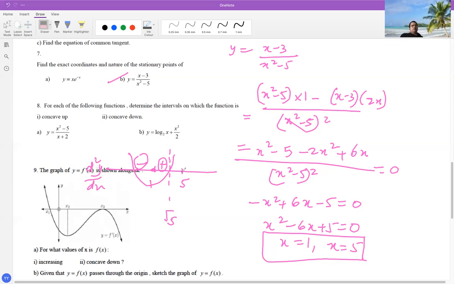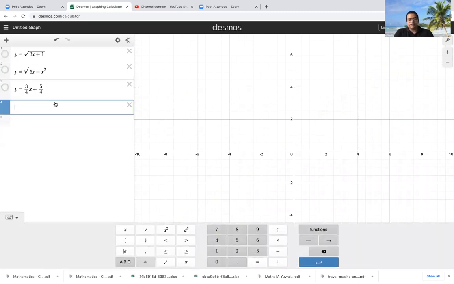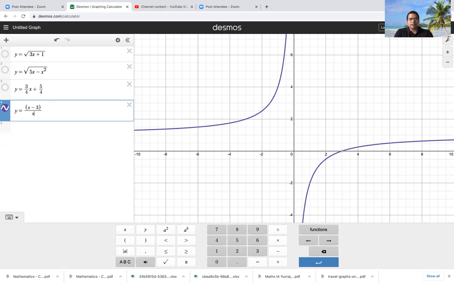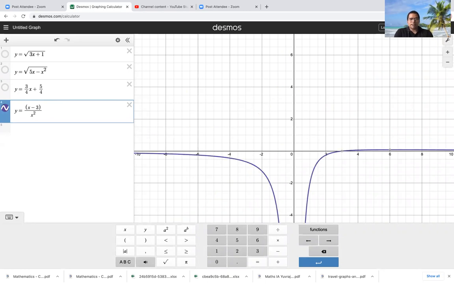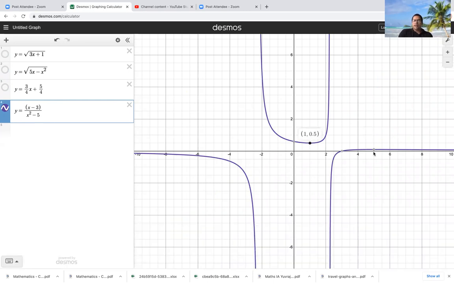And we'll just check that with technology as well. So let's see what we are getting through the calculator. The expression is x minus 3 over x squared minus 5, so I'm just going to plot it on Desmos. We can see that we got the x-coordinate as 1 and the second x-coordinate is 5. So we got that from our work.